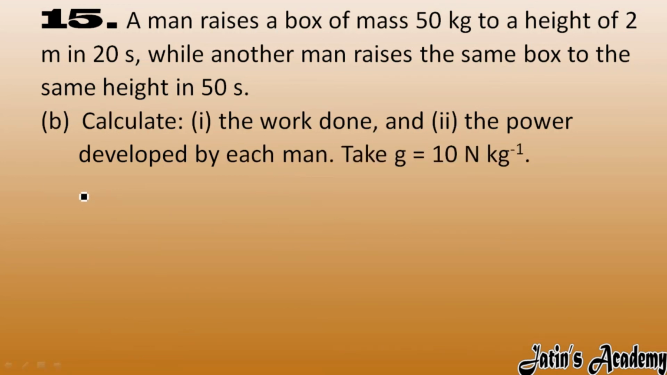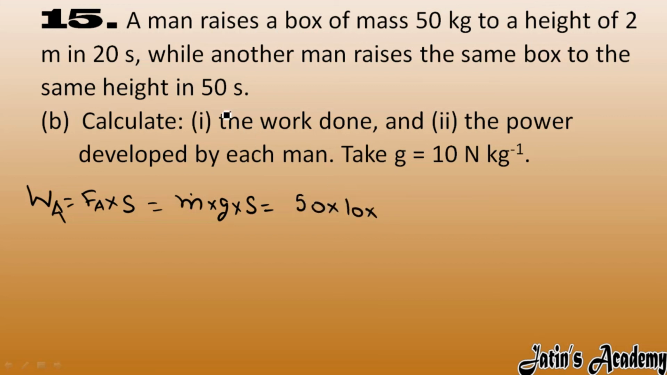So work done, first we will calculate for person A, which is force into displacement. Force we have mass into g, m into g into displacement. Mass we have 50, g value we have 10, displacement we have 2 meter. So here we got 1000 joule.